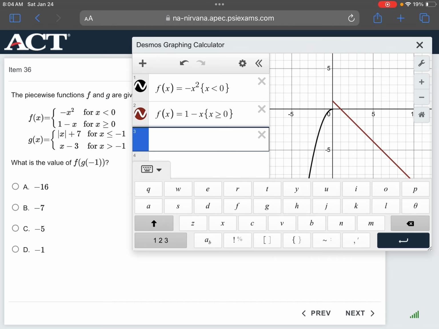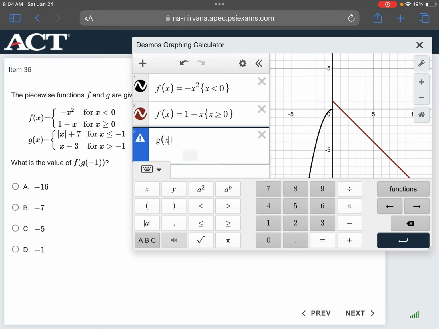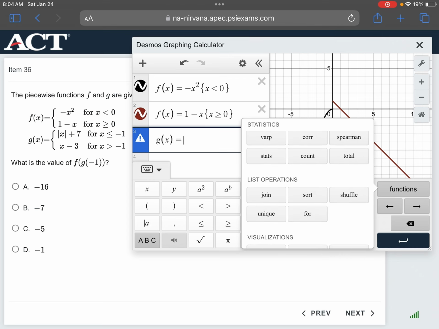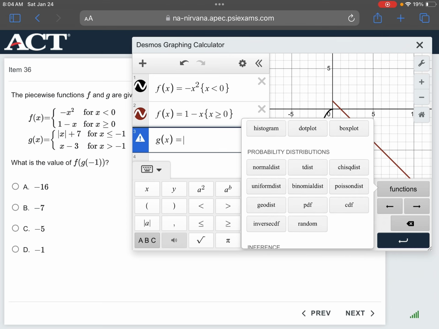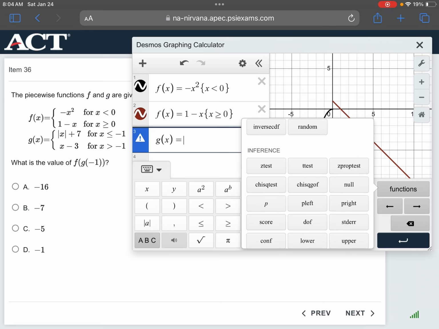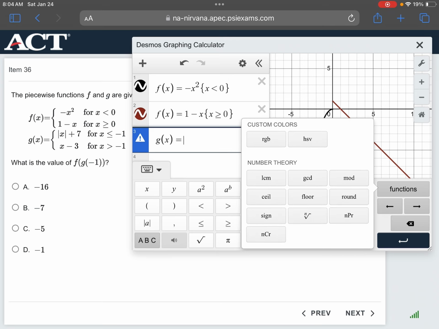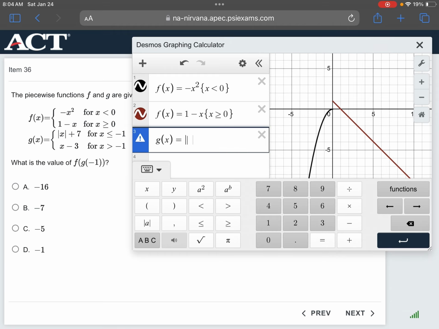So now we're going to put the g function in. So g of x equals, all right, so now we have an absolute value piece. Yikes. So we have to go into functions and find our absolute value. I don't remember where it's at, so let's just keep looking. For some reason, I want to say it's at the bottom, and it is not. Dang it. Oh, actually, we don't have to go into functions. There it is right there. Absolute value of x, close absolute value, plus 7.